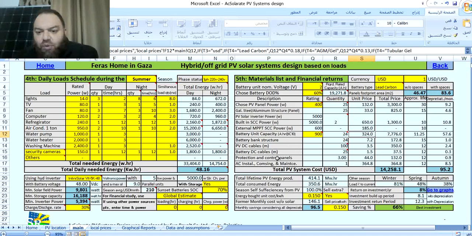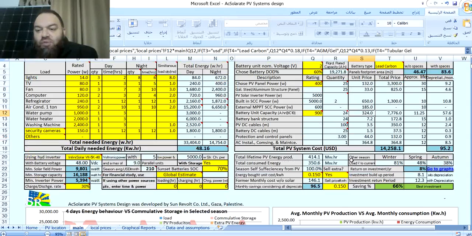So after that, the program will also continue to calculate the other components of the system, like the battery bank structure and the PV cables, what's the approximate quantity for such a system, and what is the global estimated prices, and the battery DC cables, same thing, do the same thing also for the protection and control panels, how many is needed and what is the approximate prices for them, and therefore the total cost of such a system in US dollar is almost 14,000 US dollars, with a depreciation rate of almost 95.2 per month.